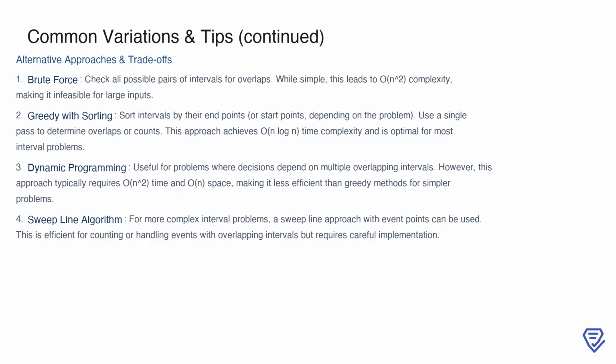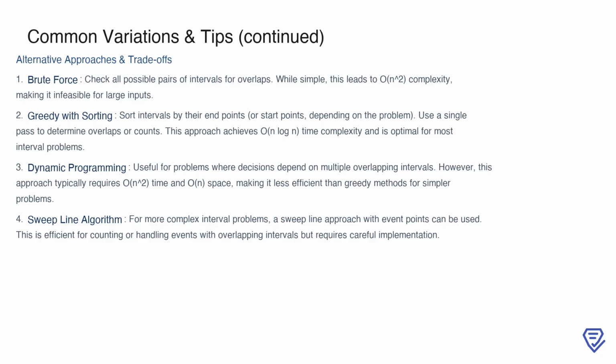A brute force approach, for example, involves checking all possible pairs of intervals for overlaps. While simple to implement, this results in O(n²) complexity, which becomes infeasible for larger inputs. A more efficient and commonly used method is the greedy approach with sorting. By sorting the intervals based on endpoints or start points and making a single pass to determine overlaps or counts, you can achieve an optimal O(n log n) time complexity.